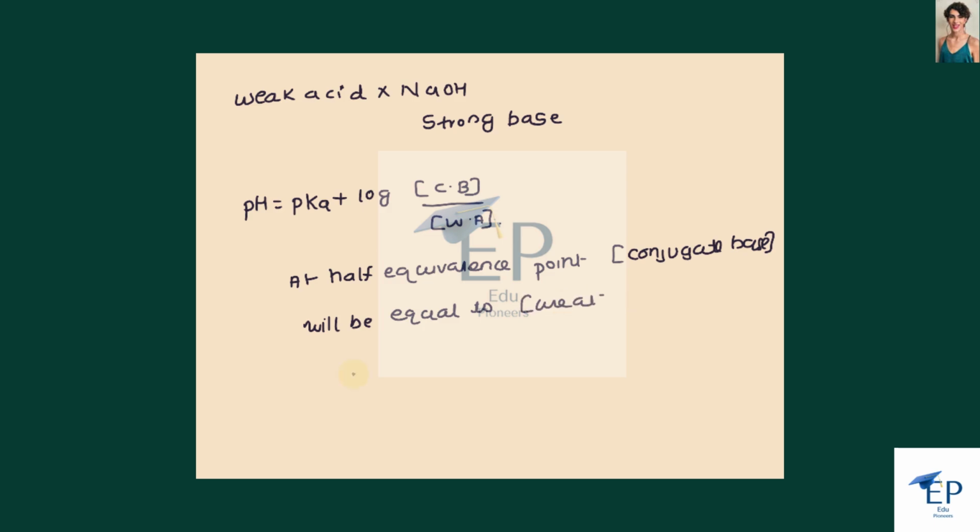If both of them, that is the conjugate base and the weak acid concentrations, are the same, we can say that the ratio will become 1, so the log becomes 0. This value totally becomes 0. So we can say that the pH value becomes the pK value, the pK value representing the dissociation constant for the acid.